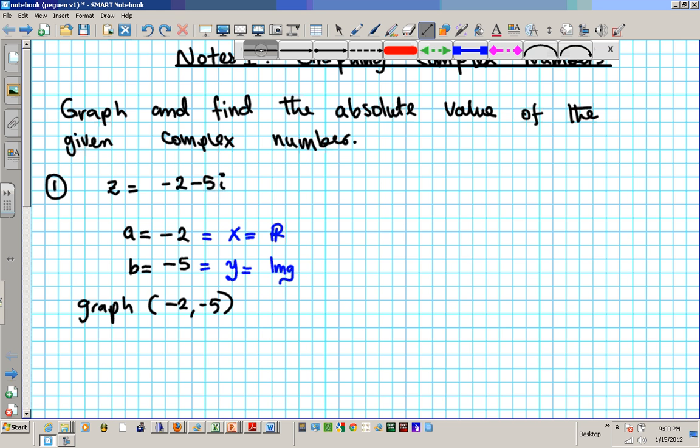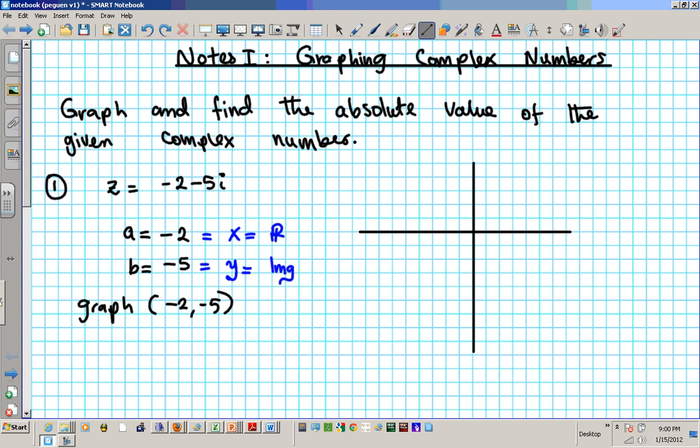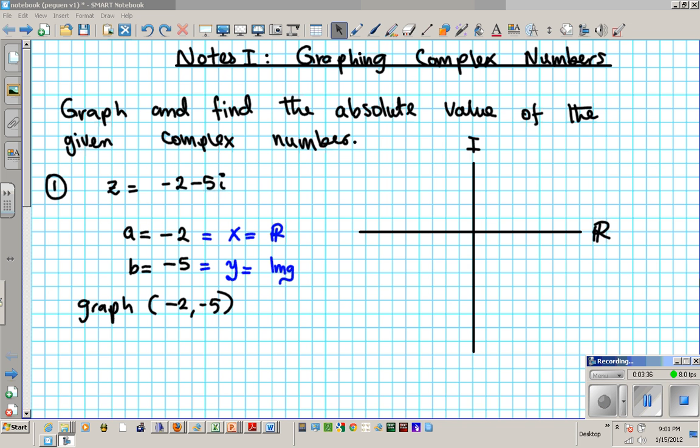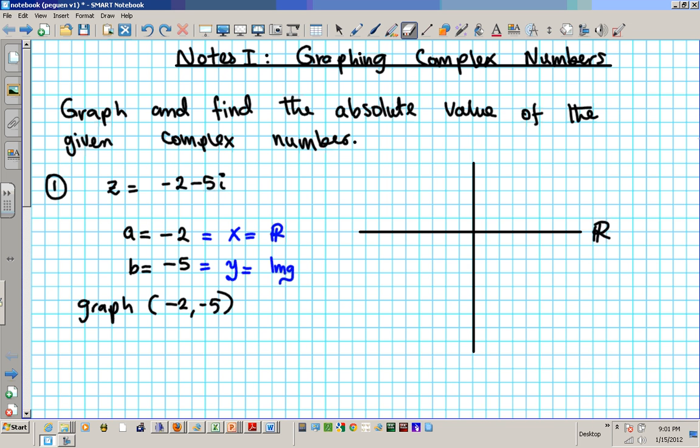So let's create a coordinate system. There goes my imaginary axis. There goes my real axis. We're going to be in quadrant 3 since we're going left and down. So let's label our axes. This is the real axis, R, which is also the x. And this is the imaginary axis. I made a mistake. We're supposed to use lowercase. Let's be standard here. Lowercase i. That's how you write it.